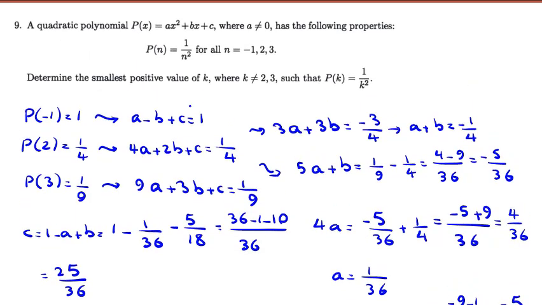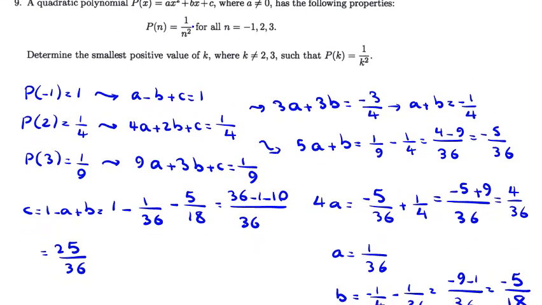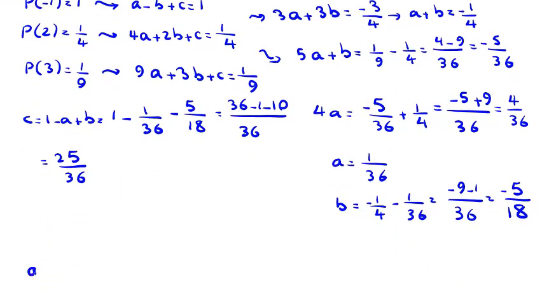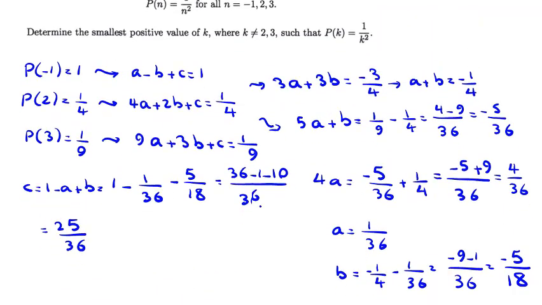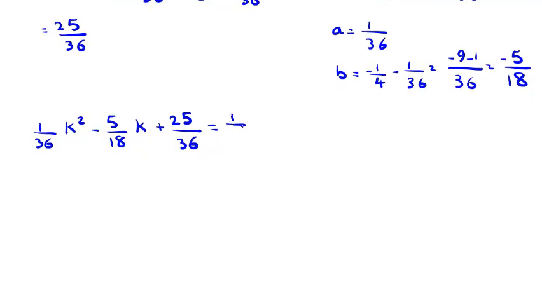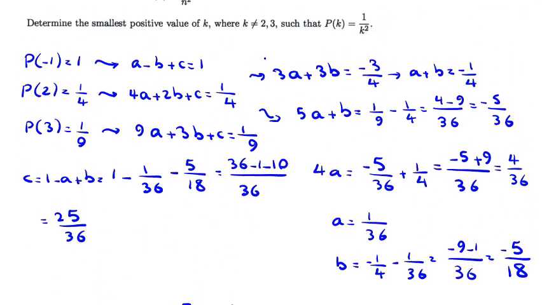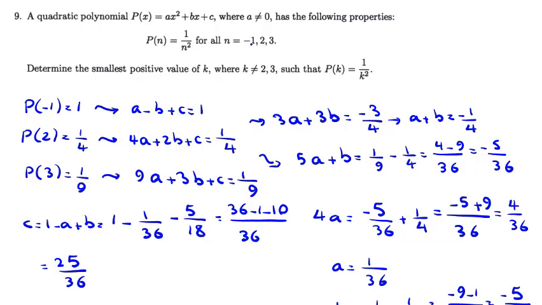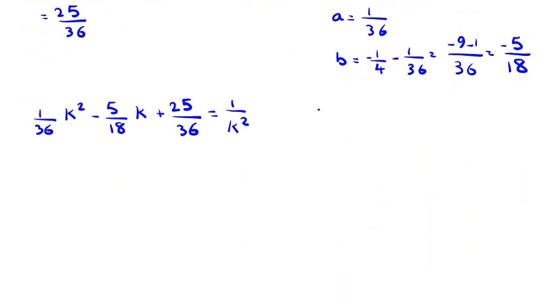Now let's replace. P of x is ax squared plus bx plus c. So p of k is 1 over 36 k squared plus bk, negative 5 over 18 k, plus c, which is 25 over 36, equals 1 over k squared. Now we want to find k. We know negative 1, 2 and 3 work, so we want to find the other one.